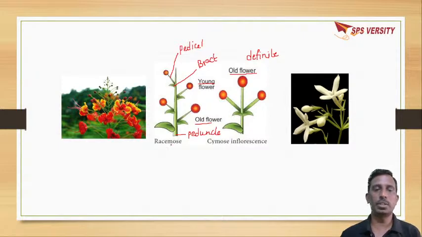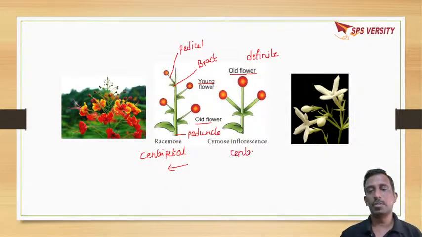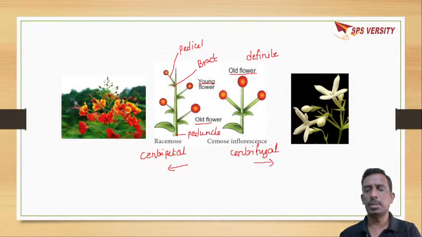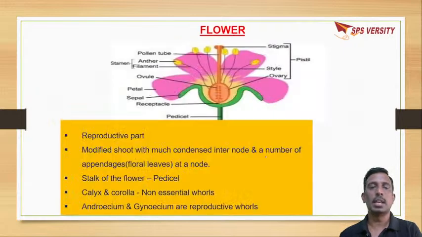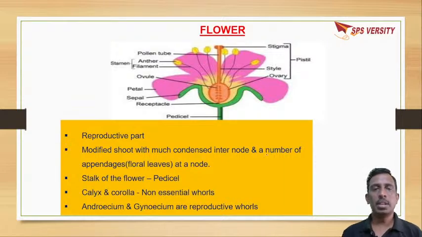And the opening of the flowers, if you come to here, it is centripetal. Centripetal means from periphery to center. Here the opening of flowers is centrifugal. Centrifugal bole to from center to periphery. So this is the difference between the racemose and cymose inflorescence. Okay. And when it comes to flower, the stalk of the flower is called pedicel.